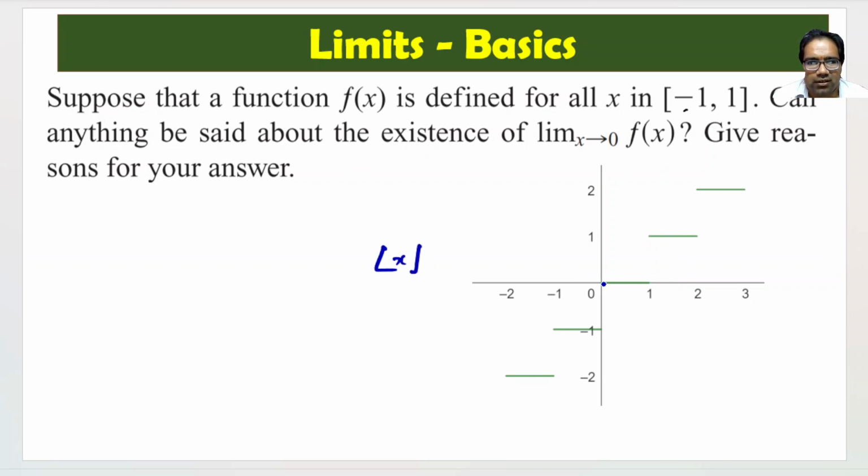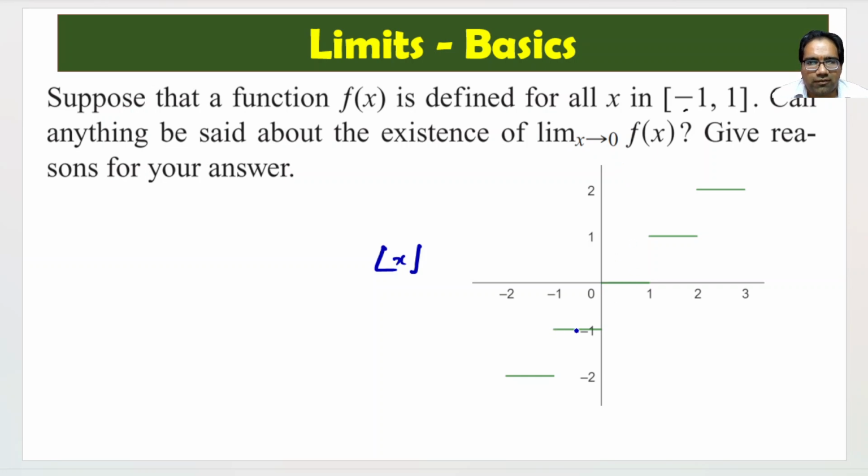From 0 to 1, it will be 0. From 1 to 2, it will be 1. From 2 to 3, it will be 2, likewise. Now, this greatest integer function, when limit x is tending to 0, what does it mean? When limit x tends to 0, there has to be a limit.